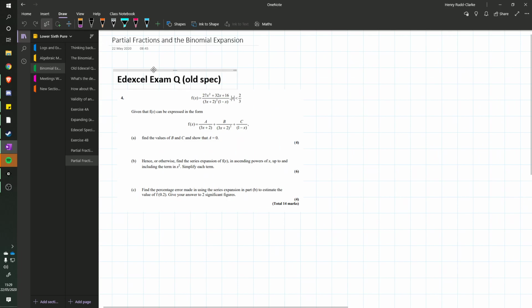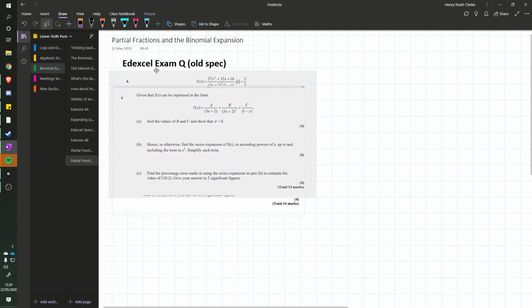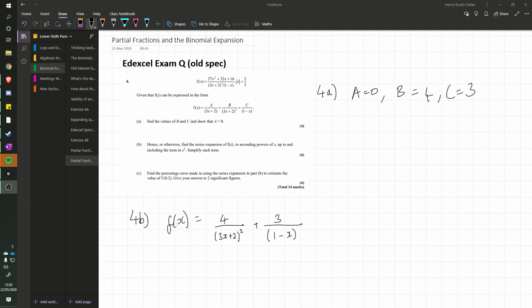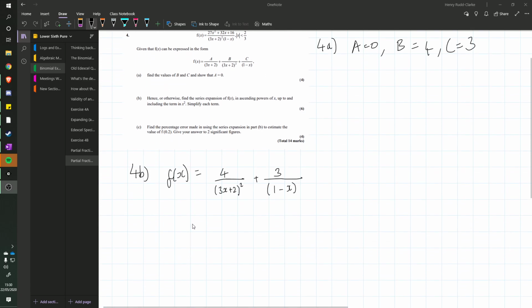So, one more. There's a partial fractions question here as well. Part A, pause the video, do it yourselves. I'm not going to do partial fractions for you. You can work those out. There you go. A is 0, B is 4, C is 3. You need to be able to do that. That is going to come up in the test that we do the week after half term.